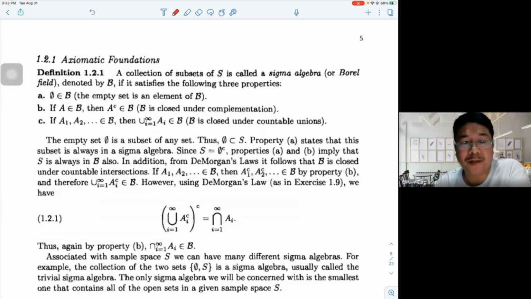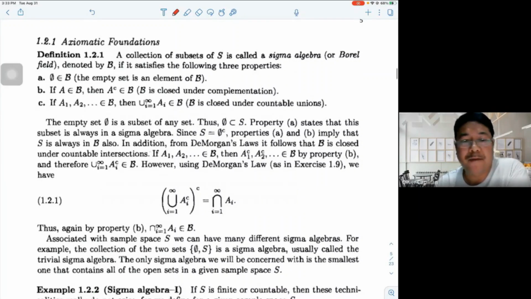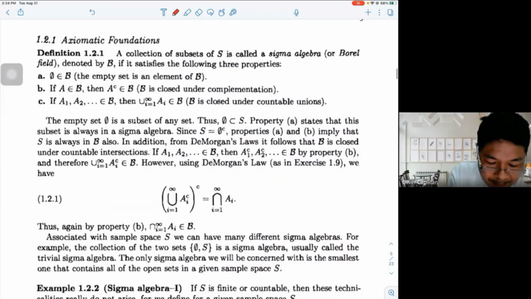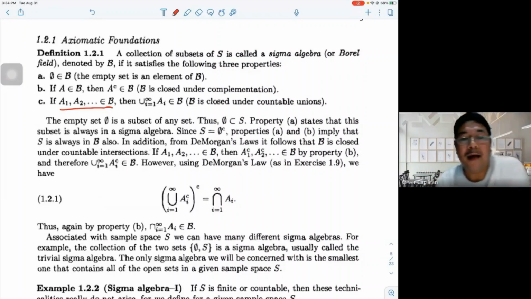Say this collection of countable events, A sub 1, A sub 2, and so on, is an element of script B. Based on property B, that would imply that the complement of these events are also in script B, according to property B.